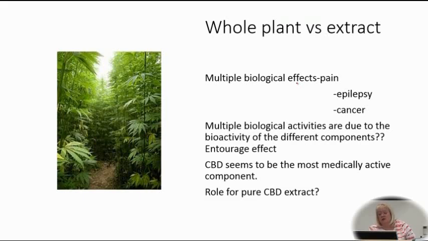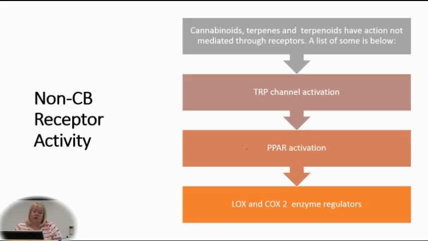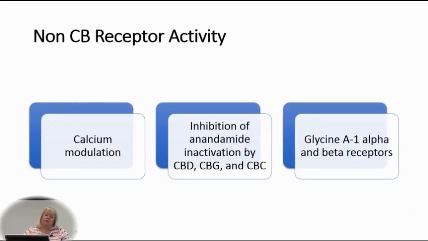Well, maybe. So the endocannabinoid system itself is found in all vertebrates, and it has a few components. It has cannabinoid receptors, endocannabinoids, which are the ones that activate the receptors, and then these enzymes that break it down. But there's a lot of non-CB receptor activity, cannabinoids, terpenoids, and many of these things are working in that way, modulating calcium and inhibiting glycine. So there's a lot of non-CB receptor activity going on there.